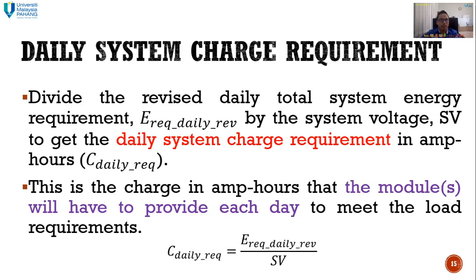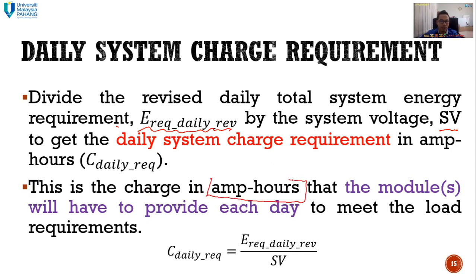Okay, this is the daily system charge requirement. So divide the revised daily total system energy requirement, this value, by the system voltage, SV. The system voltage, not supervisor. Okay, to get the daily system charge requirement in amp hours. So this is the charge in amp hours.